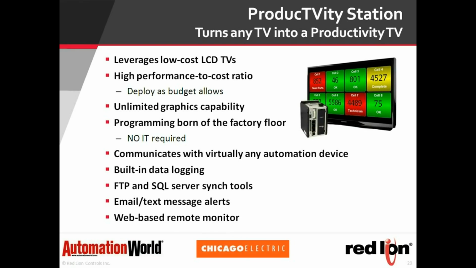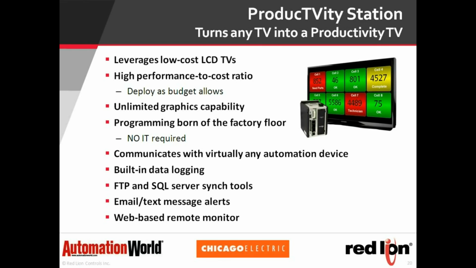So obviously I wouldn't be telling you about all these different solutions if I didn't think that we had a product that met the needs of our customers. So real quick, the Productivity Station is a device that leverages the ever-falling prices of LCD TVs and turns them into a productivity display, resulting in a very high price performance ratio. Obviously it allows unlimited graphics with high def capability.